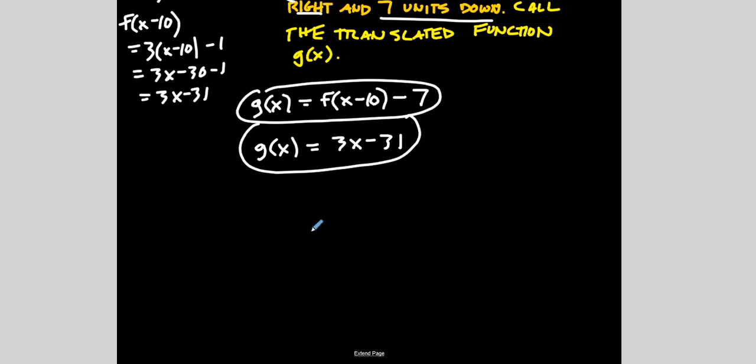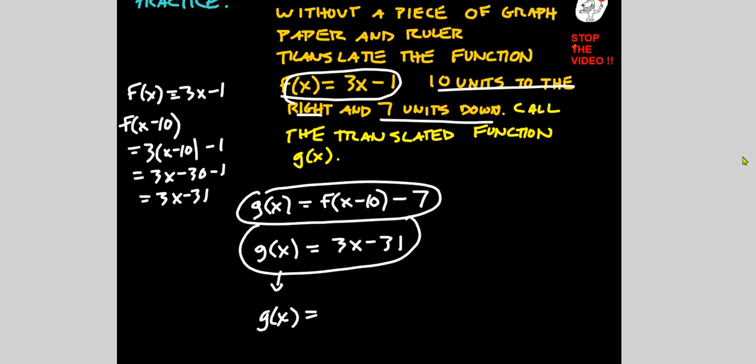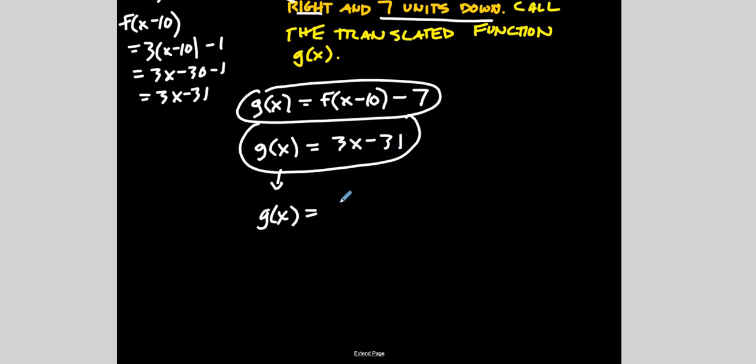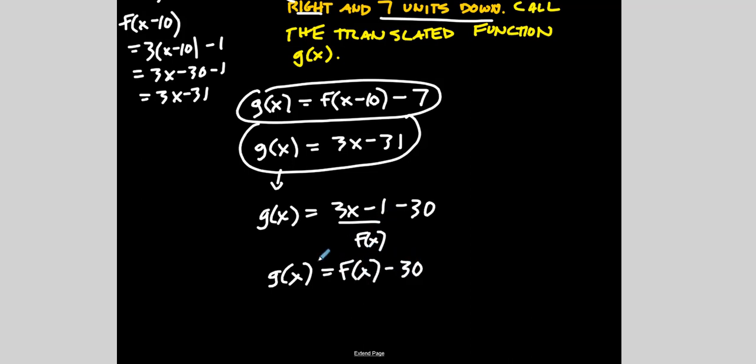Now, taking this, I could note that f of x is equal to 3x minus 1, so I could rewrite this as 3x minus 1 minus 30, and this is equal to f of x minus 30. So a third way of writing g of x in terms of f of x is to replace 3x minus 1 with f of x, so g of x is f of x minus 30. Okay? Alright, so let's move on.